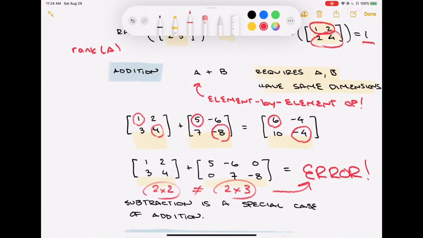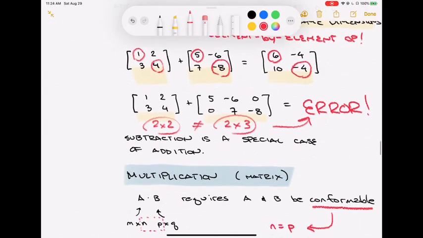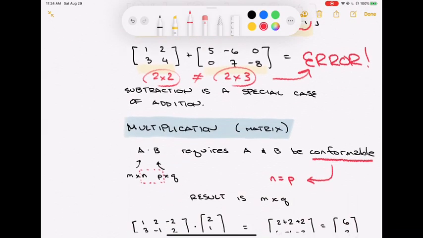MATLAB would error out. This is not a well-defined or an appropriately defined operation between these two objects. They are not sized in a way that addition makes any sense. So you would always get an error in this. Subtraction is just a special case of addition, so it would require the same sort of requirement that the two objects you subtract have the same size and the result is the same size as those objects, and you just do corresponding element. It's an element by element subtraction.